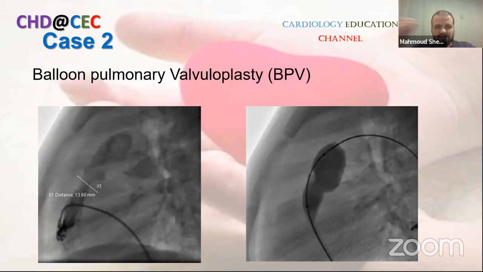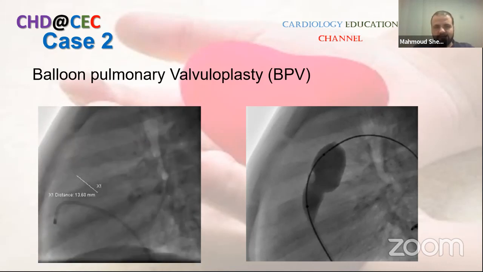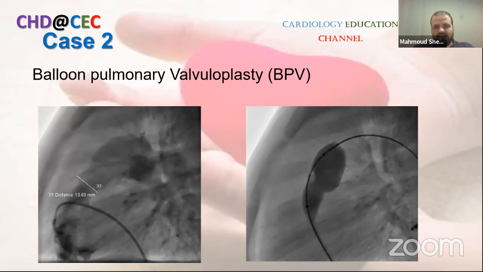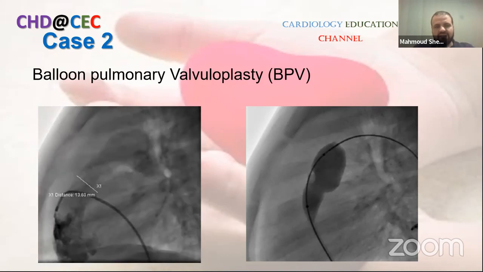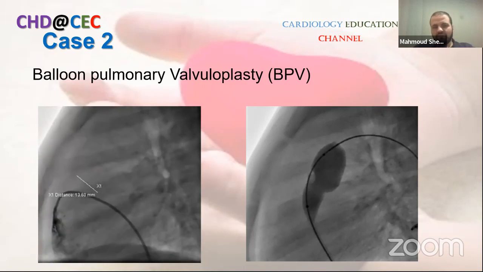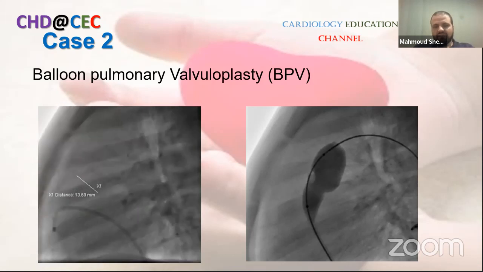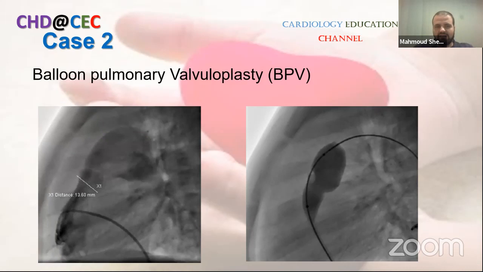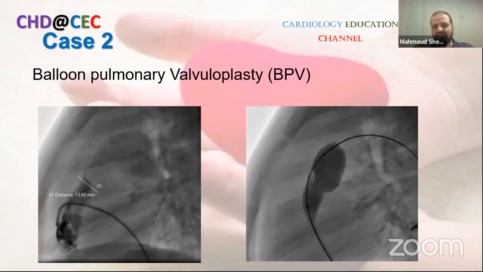And the result to say that this is a successful balloon pulmonary valvuloplasty depends on two things. Some people are doing angiography after balloon dilatation to check the opening and the morphology of the valve, and if there is a dynamic obstruction at the RVOT. And some people are only satisfied with the echo, and achieve this information through the echo.